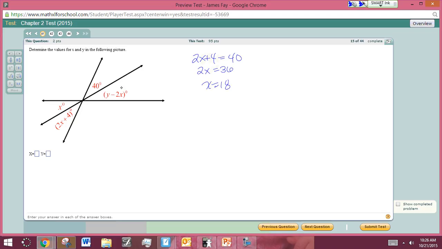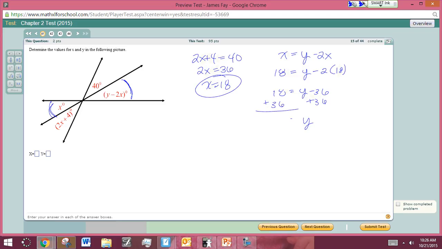I got to find y as well, and those two angles there are vertical. So I'll set x is equal to y minus 2x. Well, if I start simplifying this, I know x to be 18, so I go 18 is equal to y minus 2 times 18. So 18 is equal to y minus 36. Add 36 to both sides. I'll get y is equal to 54. Y is 54.